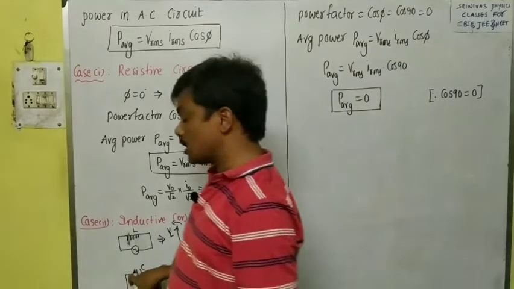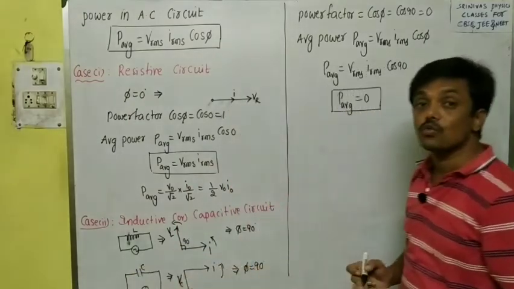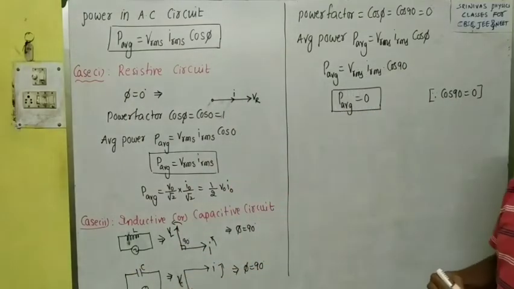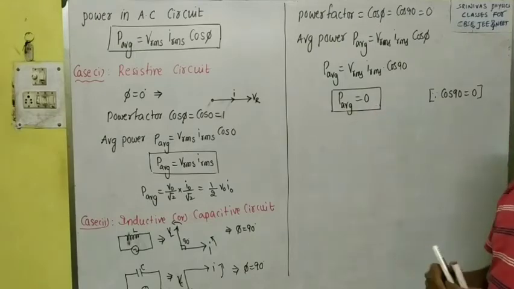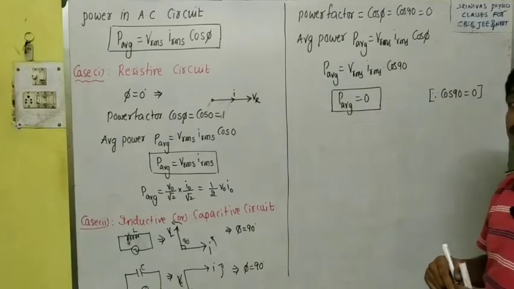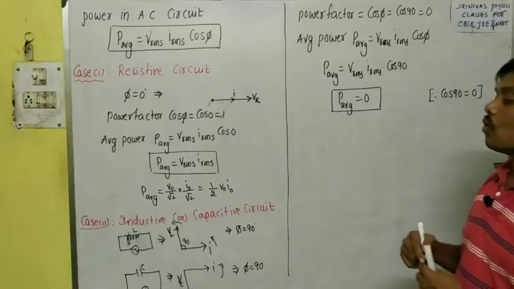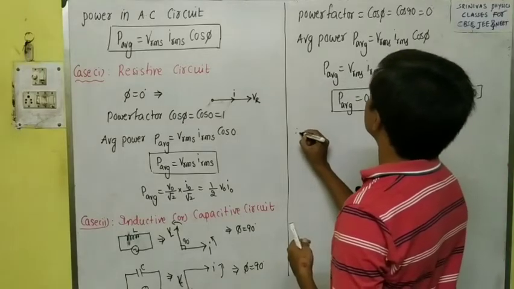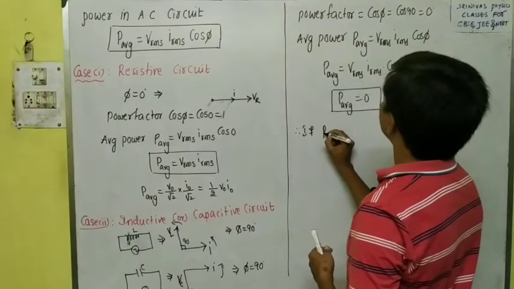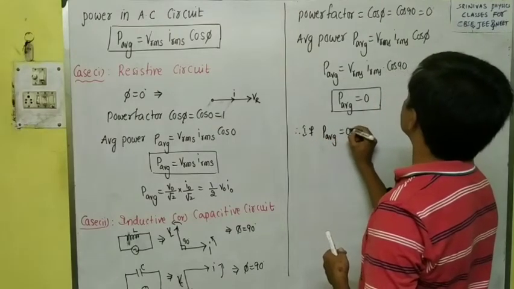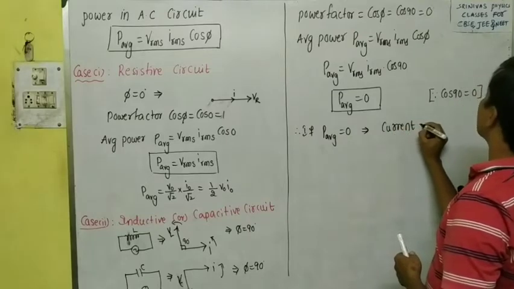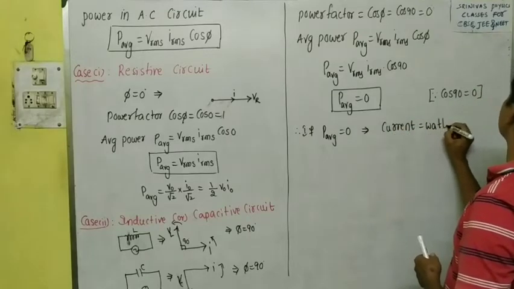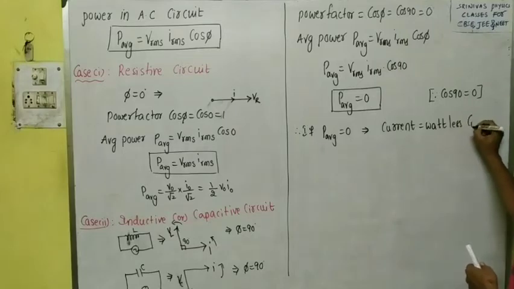During that time, whatever current passes is called wattless current, because there is no consumption of power by that current. That's why the power consumed is 0, and at that moment the current is called wattless current. If the average power is 0, then the current is called wattless current. It cannot consume any power.